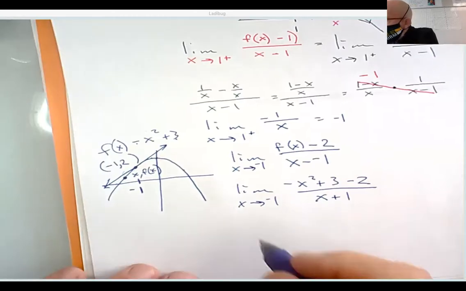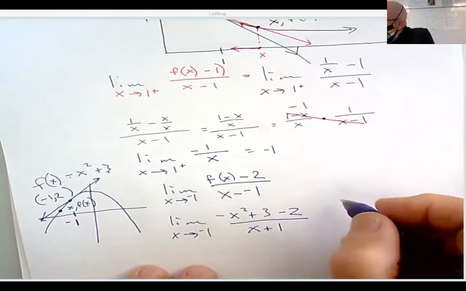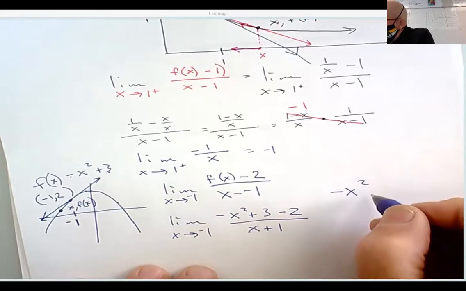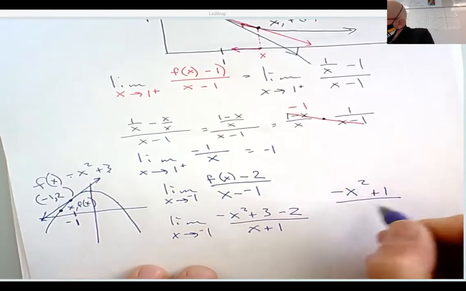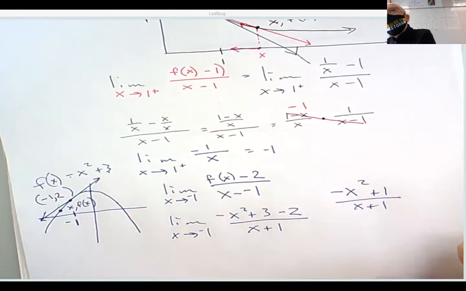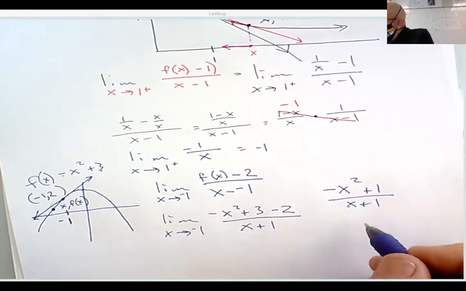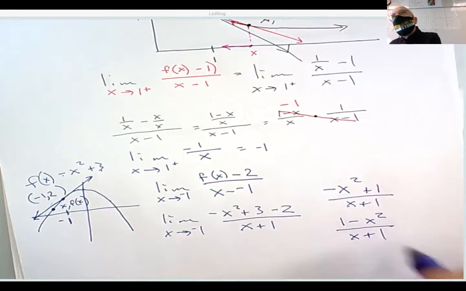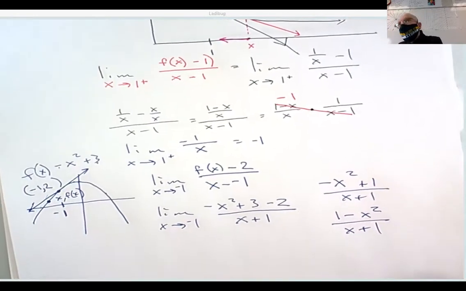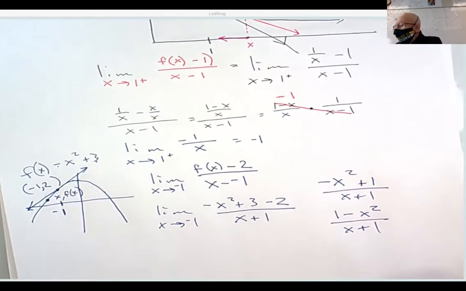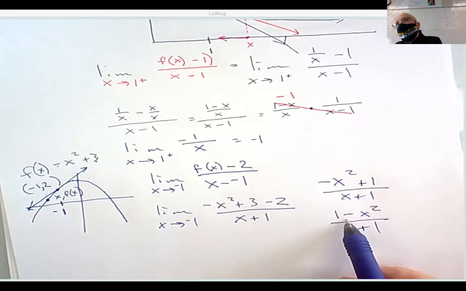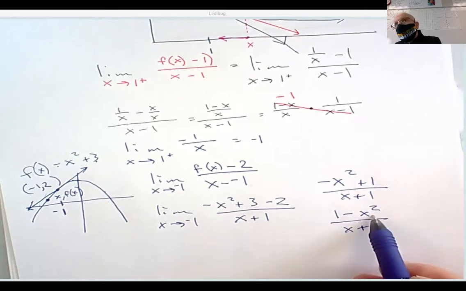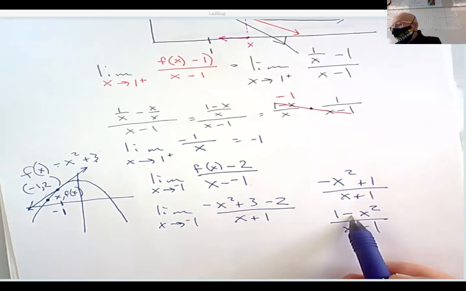Okay. So this is going to be a negative x squared plus 1 over x plus 1. Would you agree with that, Bryce? Bryce, I can do this. 1 minus x squared over x plus 1. Bryce, does that look okay? Are those conjugates? Is that a perfect square? Is that a perfect square? Am I subtracting? So this is a product of conjugates, correct?